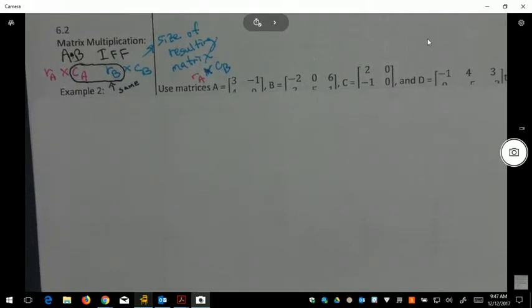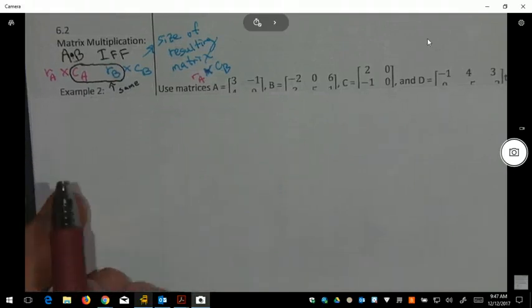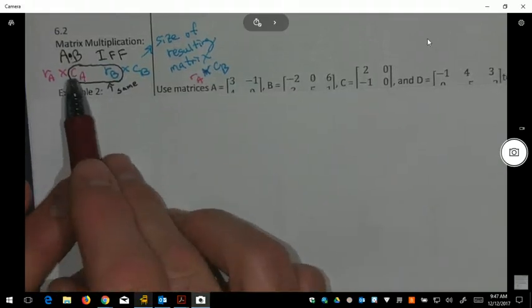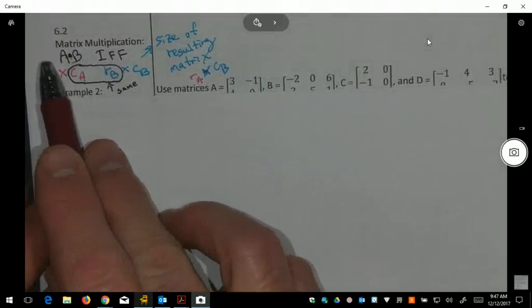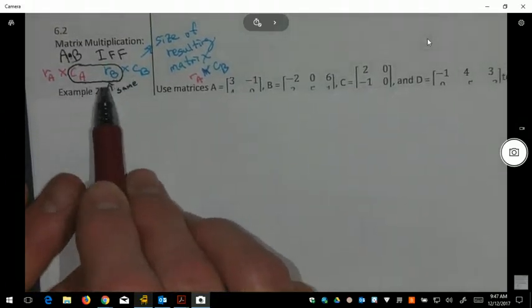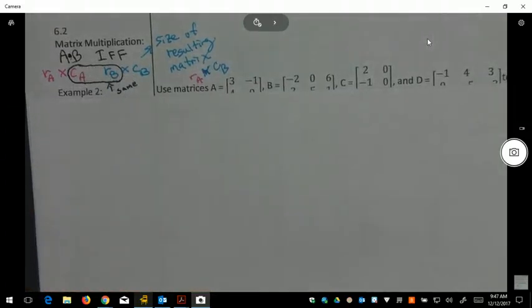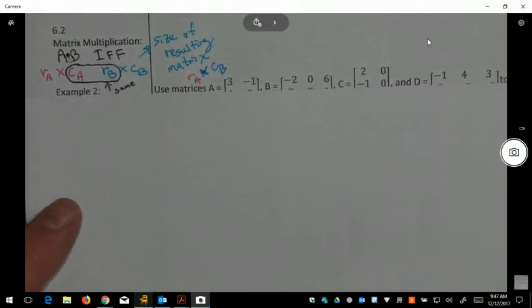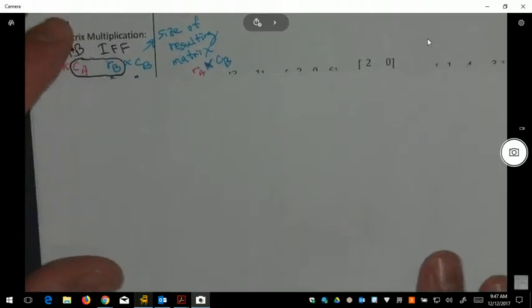For addition, they have to be exactly the same dimensions so that all the elements match up. Here you don't want them to necessarily be the same. You want to make sure that the columns of the first matrix and the rows of the second matrix are the same. If that's the case, you can multiply them. If it's not, you can't. Now, let me give you some examples. This is where it's going to get crazy.